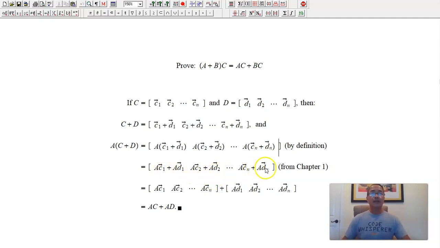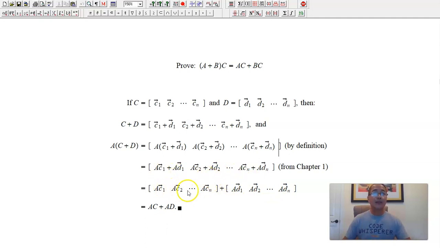So now we have this new matrix, but we can separate the terms containing C, C1 to Cn, and put them into one matrix. So this A times C1 we'll put into column 1 of this matrix. This A times C2 will go into column 2 of this matrix. The D's will go into the second matrix. So we will have A times D1 going into column 1 of the second matrix, A times D2 going into column 2 of the second matrix, and so on.